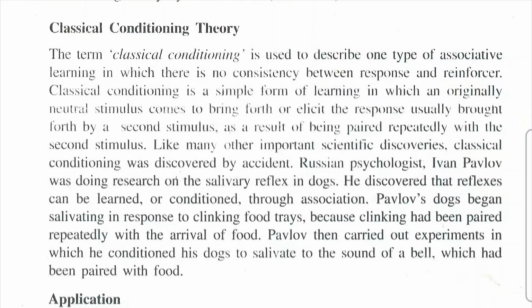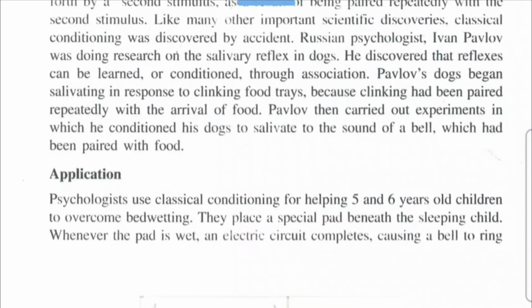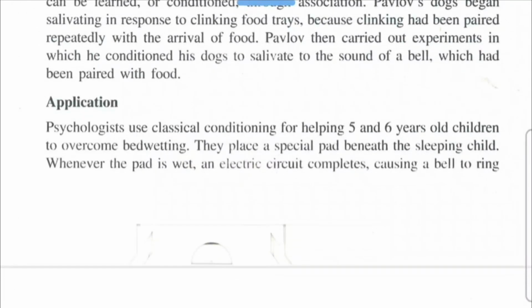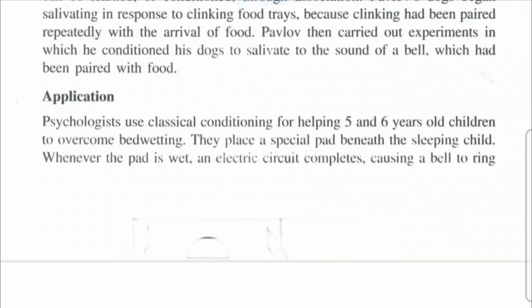Like many other significant scientific discoveries, classical conditioning was discovered by accident. Russian psychologist Ivan Pavlov, while researching the salivary reflex in dogs, discovered that reflexes can be learned or conditioned through association. Pavlov's dogs began salivating in response to the clinking of food trays because the clinking had been paired repeatedly with the arrival of food. Pavlov then carried out experiments in which he conditioned his dogs to salivate to the sound of a bell, which had been paired with food.